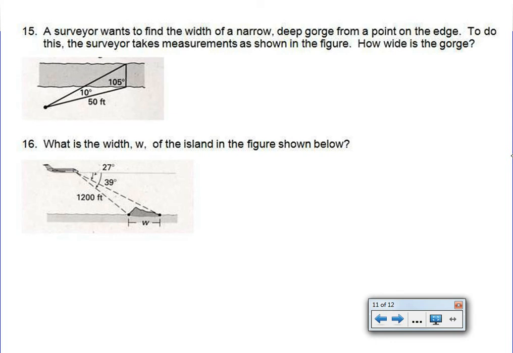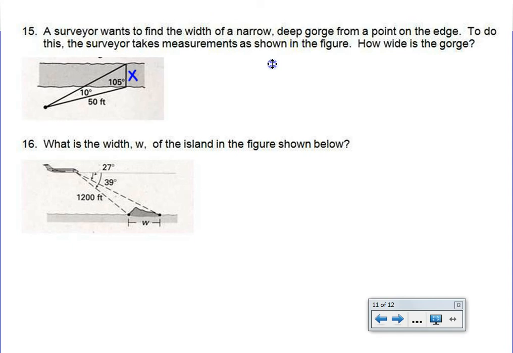A gorge is like, the Grand Canyon would technically be a gorge. So apparently this one is very narrow, but it's very, very deep. And like I said, he doesn't want to fall in. So he wants to find the width. Right here would be the width of the gorge. So put your X on that part of the triangle.